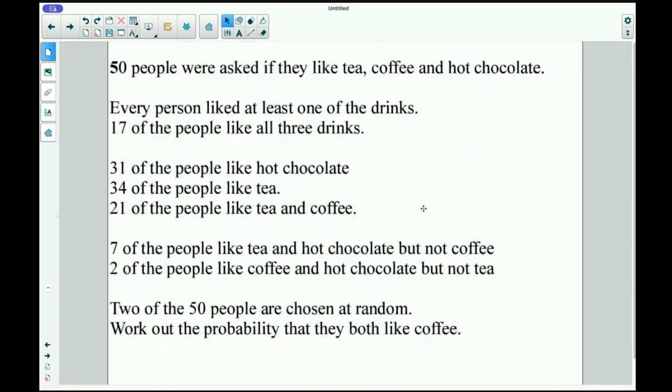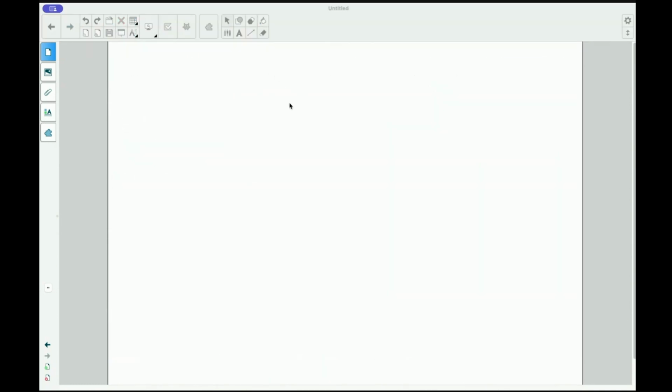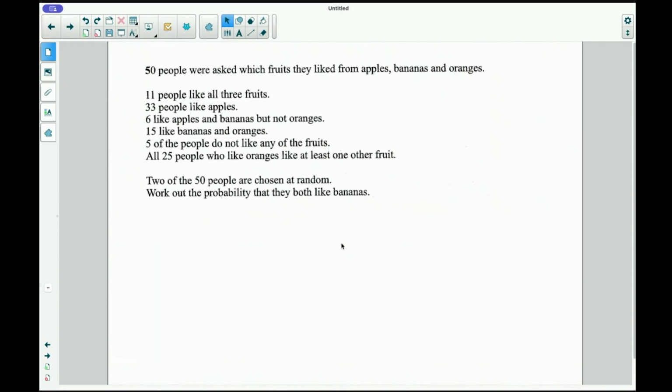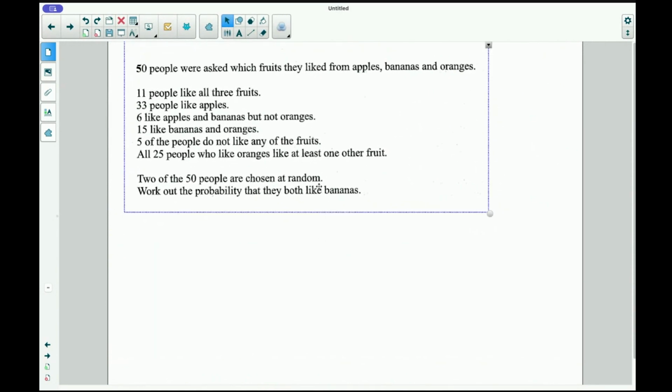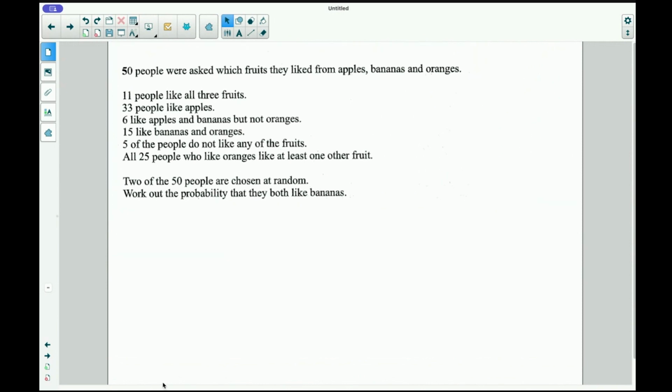So we got 50 people who, oops, again, put the wrong picture in there. We got 50 people who like fruits. We got apples, bananas, and oranges. Some of them like all three fruits. Some of them don't like any of them. So I'll give you guys a second here to quickly run through this one.